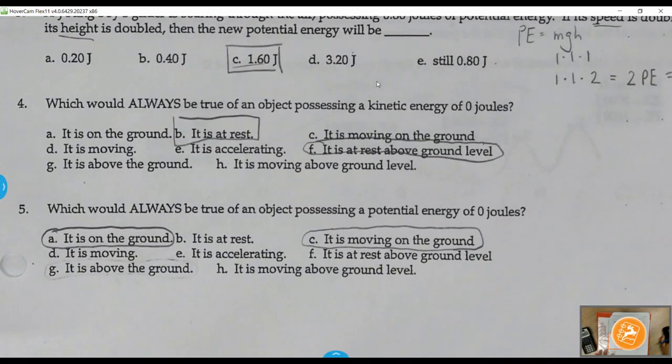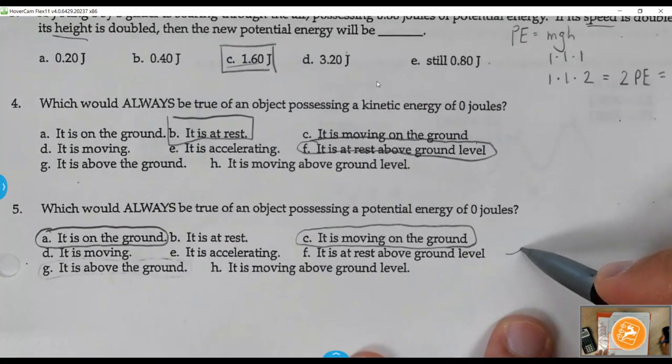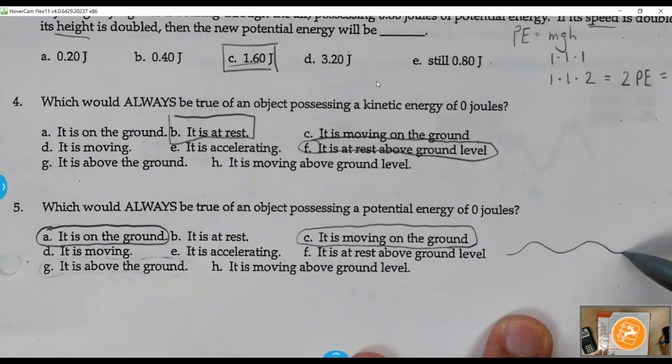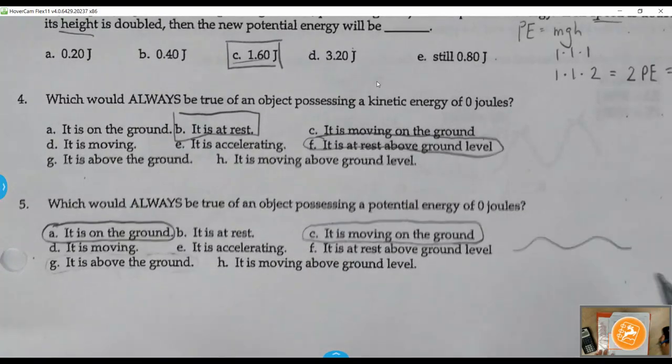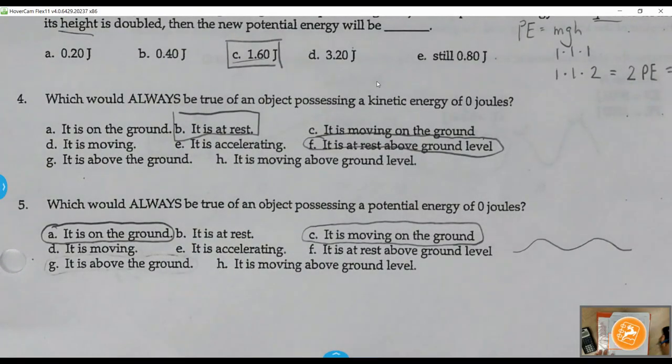Always be true of an object possessing potential energy of 0 joules. In this case, being on the ground, definitely, or if it's just moving on the ground, it could still have a potential energy of 0, based off of that one simulation we did with the roller coaster. If the roller coaster is at the bottom of that track, potential energy was 0. As long as there's no increase or decrease in height, C is valid. A is going to always be correct, but C would be really dependent upon it being a flat surface, right?